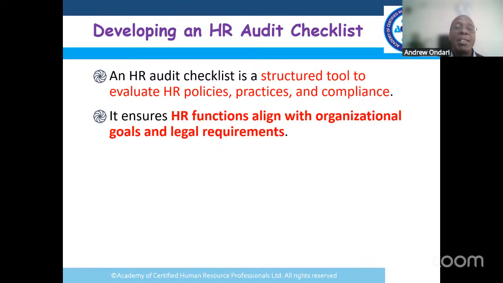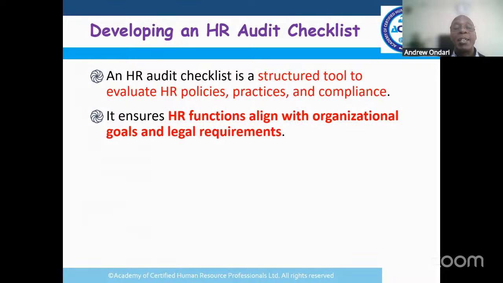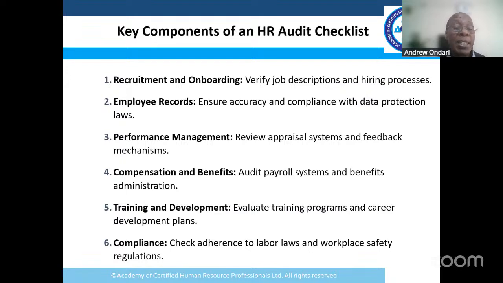I said from the beginning that the audit checklist relates to the HR functions that we want to assess and how well they will be aligned with the organizational requirements. So these are the components. I don't want to repeat what we have done, but basically in recruitment, you look at the job descriptions and the hiring process, and then develop metrics from there. In employee records, you look at the type of records that you keep, either manual or electronic. But in terms of KPIs, you look at the accuracy and the compliance.